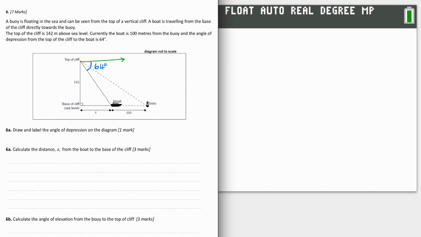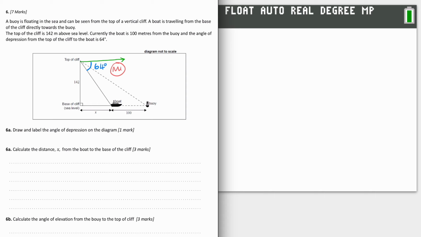So the angle of depression is always looking down from the horizontal. It is not this angle here, which is quite a common misconception. So it's 64 degrees from the horizontal looking down to the boat that I'm looking at. So that's the first one, and there's one mark for clearly labeling and drawing where that one is.